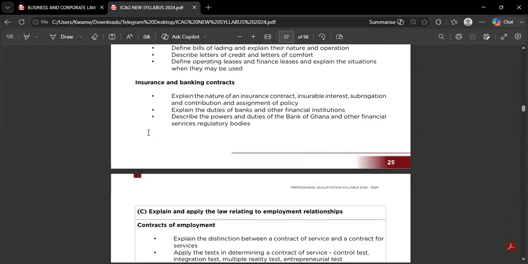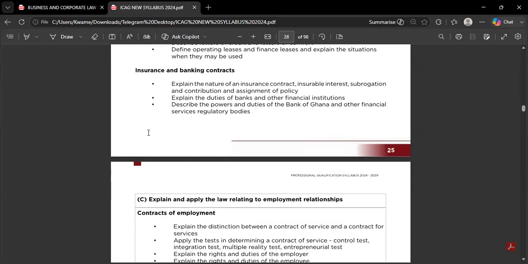Okay. So I don't want to take too much time on the topic recap because we have plenty of questions to go through. So insurance and banking contract, this is where the contract has to do with individuals and financial institutions.